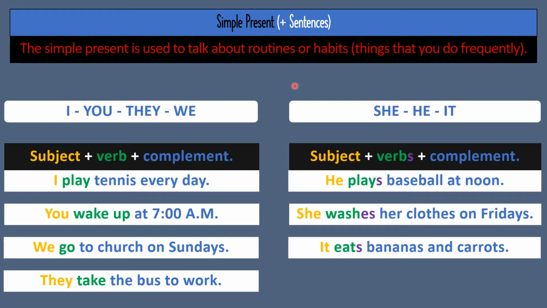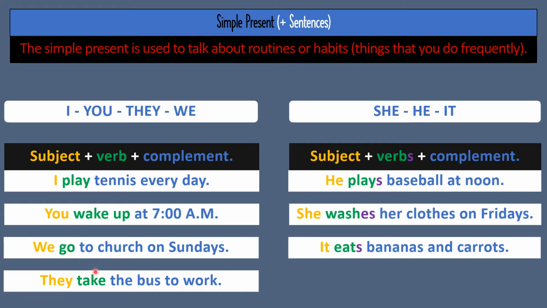To create positive sentences with the simple present, we have the following formula. We need a subject plus a verb plus a complement. For example, I is the subject, play is the verb, and tennis every day is a complement or extra information. For the subjects I, you, they, and we, we use the verb in the base form for positive sentences. For example, I play, you wake up, we go, they take. If you notice, the verb is in the base form.